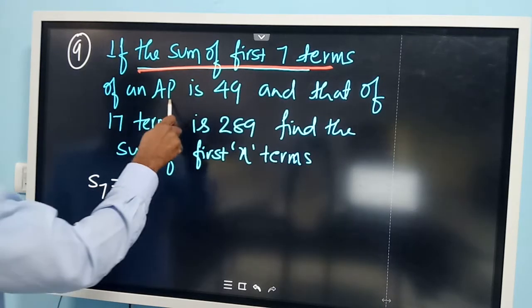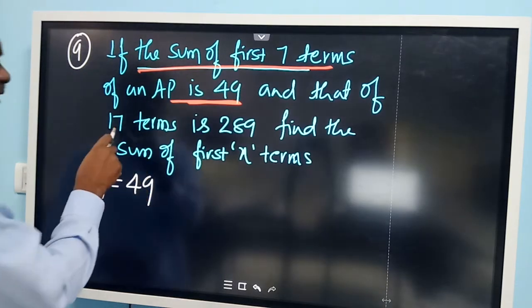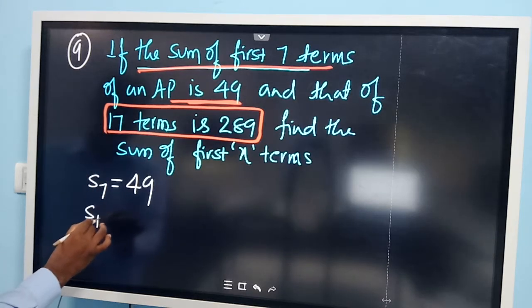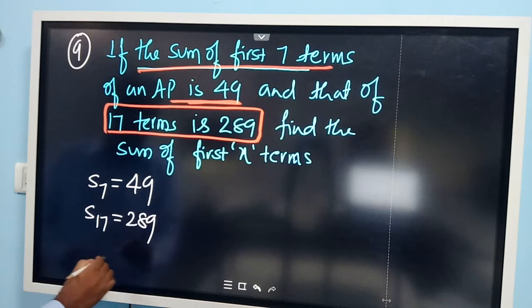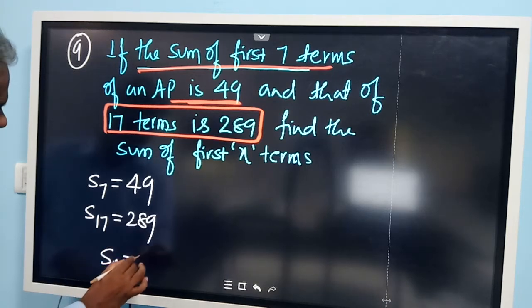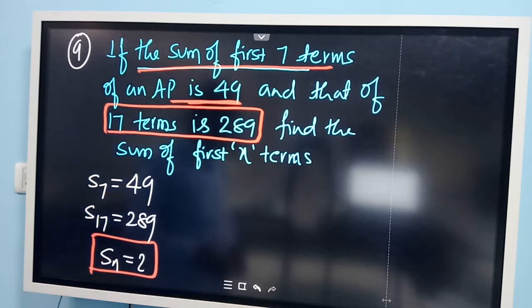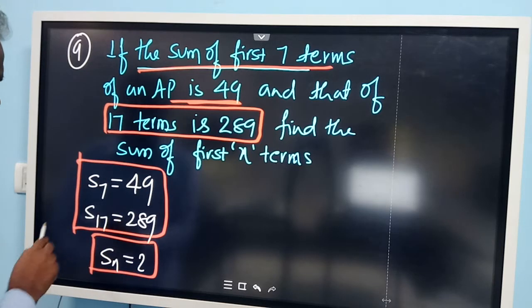S7 is 49. The sum of the first 7 terms is 49. Then that of 17 terms is 289, so S17 is 289. You have to calculate the sum of n terms. Sn is the question mark, so your answer will be in terms of n only, because the n value is not given. So Sn we have to find out and use this to get the values.